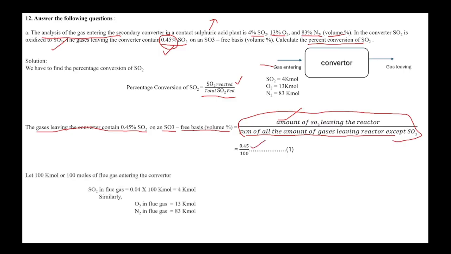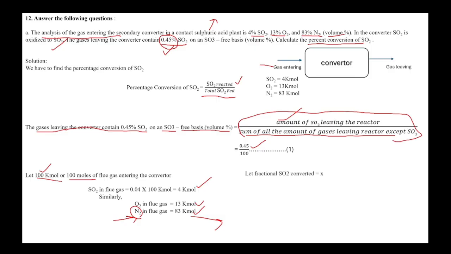So, let 100 kilomole of flue gas enter the converter. I will solve on the basis of 100 kilomole because kilo is just a number, 10 to the power 3. SO2 in the flue gas is 0.04 into 100, that is 4 kilomole. Similarly, 13 kilomole O2, N2 is 83. N2 is an inert component. It will never react with any of the components, so whatever N2 is going in, the same amount will go out of the reactor.